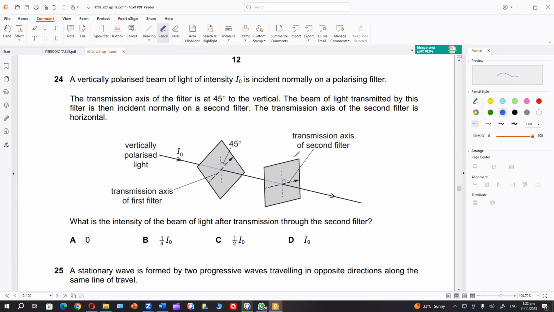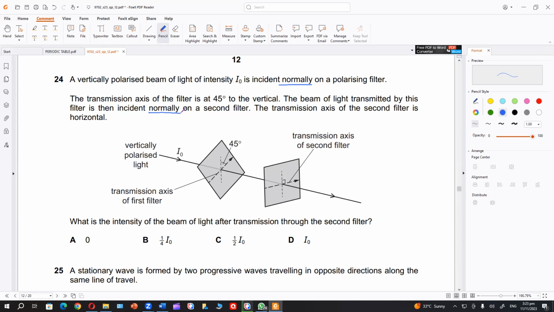Polarization of light. A vertically polarized beam of light of intensity I naught is incident normally on a polarizing filter. The transmission axis of the filter is at 45 degrees to the vertical. The beam of light transmitted by this filter is then incident normally on a second filter. The transmission axis of the second filter is horizontal. The first is 45 to the vertical and the second one is horizontal. What is the intensity of the beam of light after transmission through the second filter?